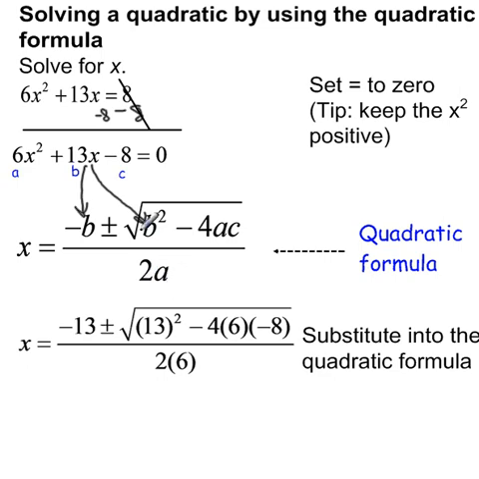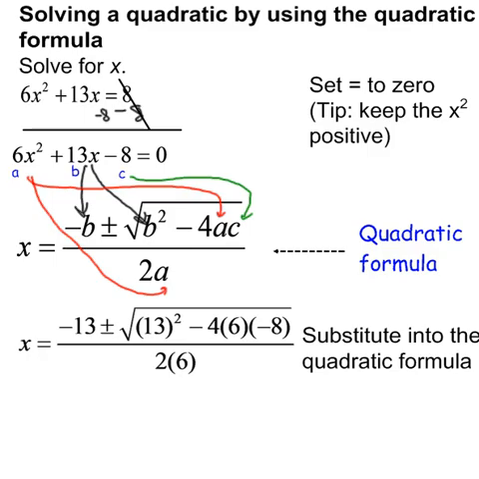You're going to substitute a here, so the 6 is going to go here, and in here. And then finally you're going to substitute the c in here. Keep in mind that c is negative 8. That sign has to come with it. So this is what you get when you substitute into the formula.